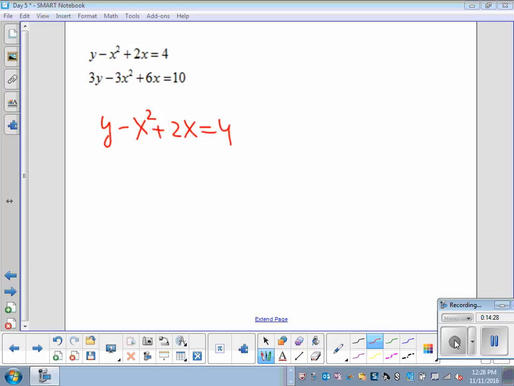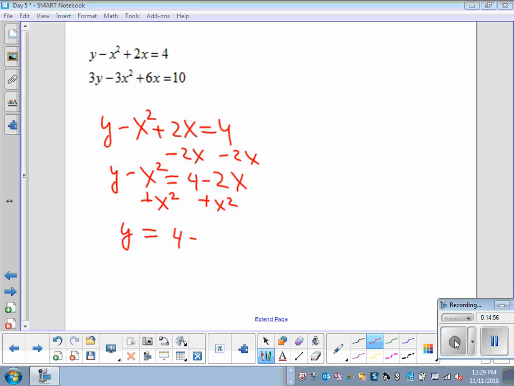So what do I do? Subtract 2x. So y minus x squared equals 4 minus 2x. And now what do I do? Plus x squared to both sides. Oh, it's plus. Oh, I make so many mistakes. Okay. So y equals 4 minus 2x plus x squared.